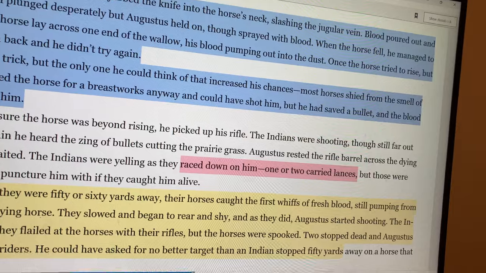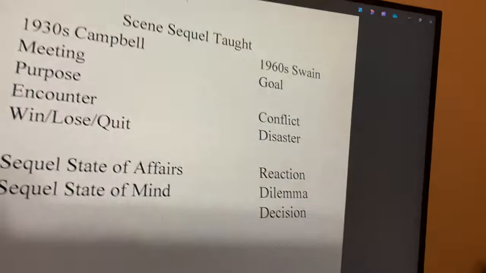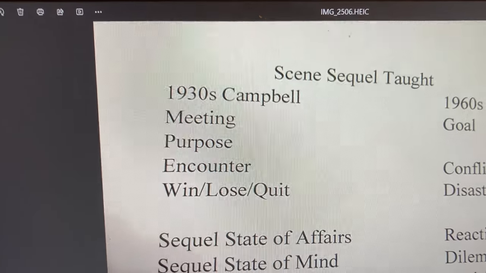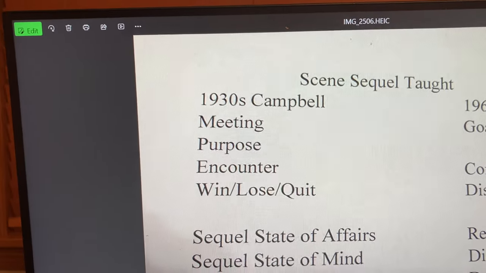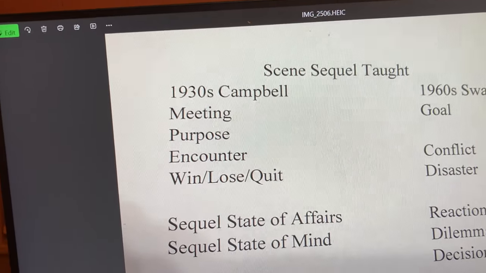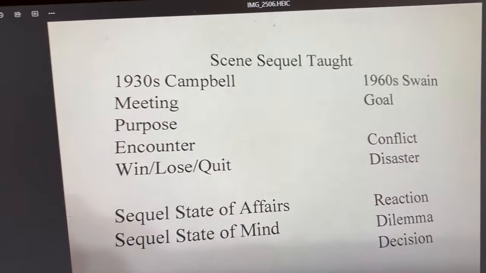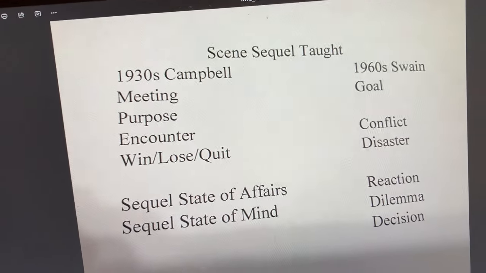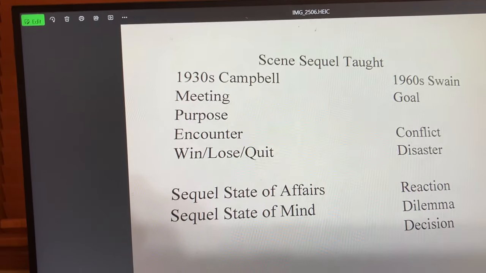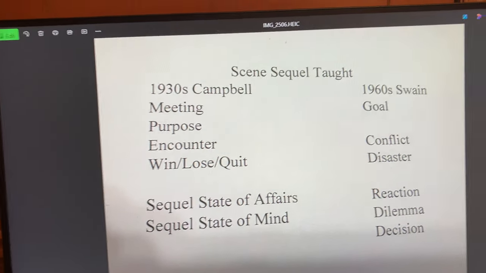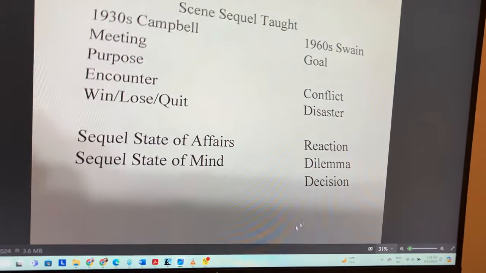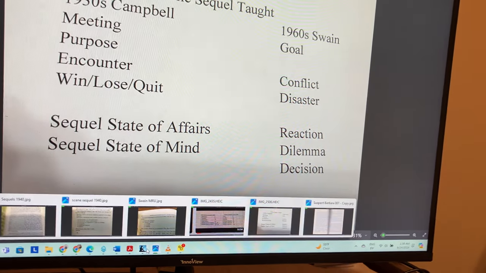Let's look at that again. Now, meeting purpose encounter. Well, he has met his enemy, a dozen armed Indians trying to kill him. That's their purpose. Gus wants to live and rescue Lori from Blue Duck. Now we'll talk about the encounter, which I've already told you, Gus will win. Doesn't look promising right at the moment, but wait and see.